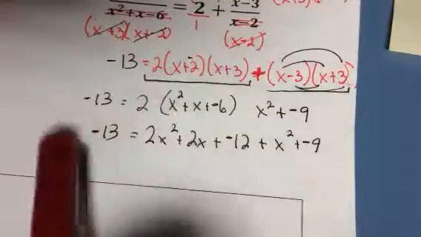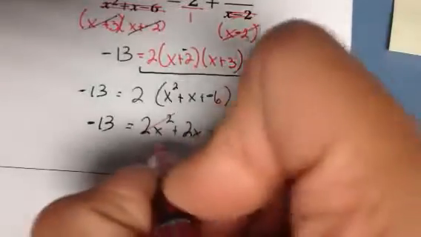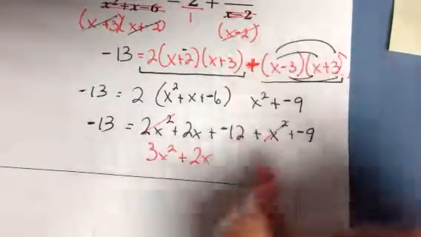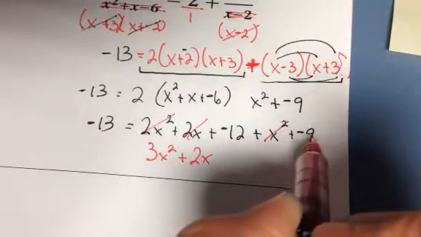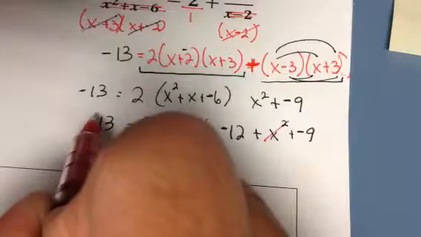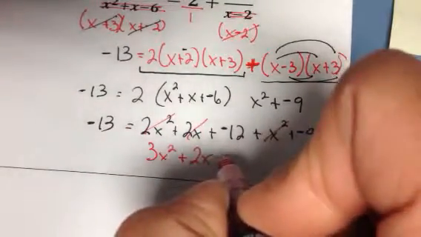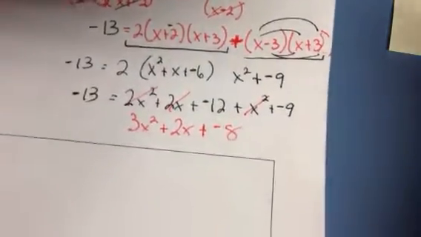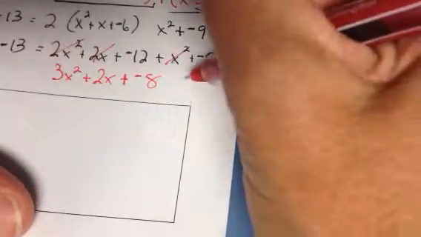I'm going to get everything on one side and combine like terms. So first I'm going to put my x squareds together. The 2x doesn't have anything to combine with. And then negative 12 and negative 9 is negative 21. And when I bring this 13 over to join negative 21, I will end up with a negative 8. So again, this is not an easy problem. I'm going to factor now. If you're really sick of factoring, go to the quadratic formula.